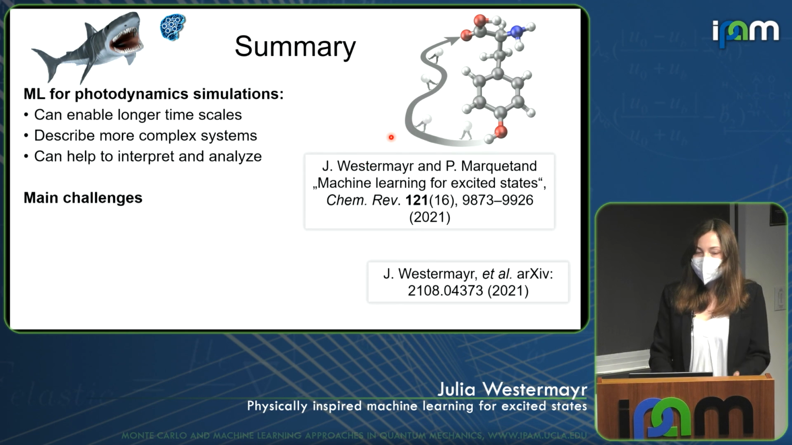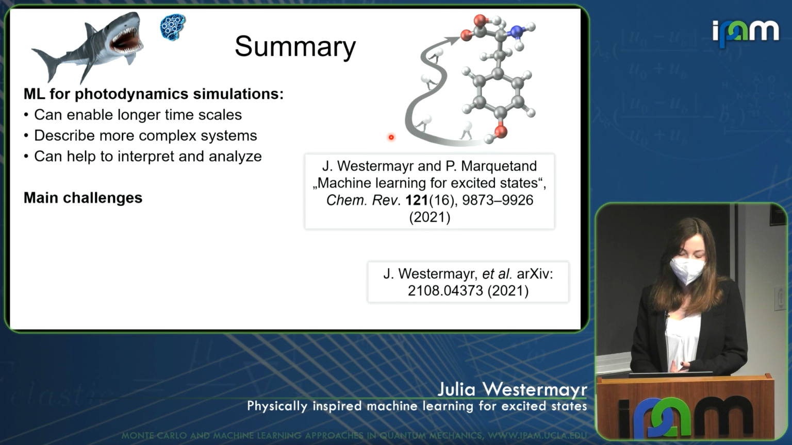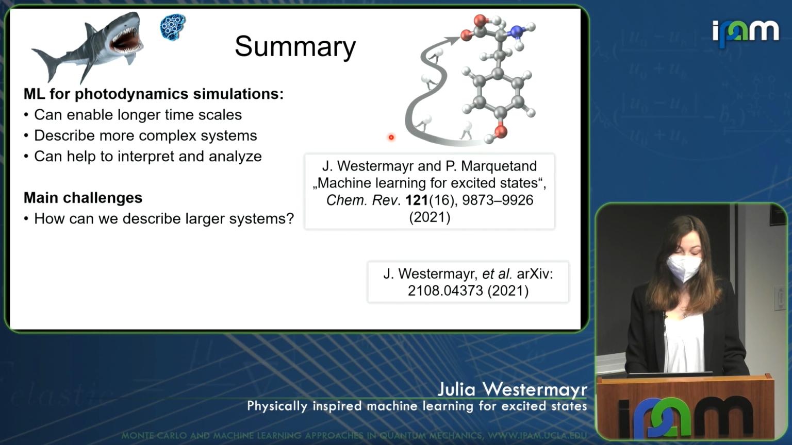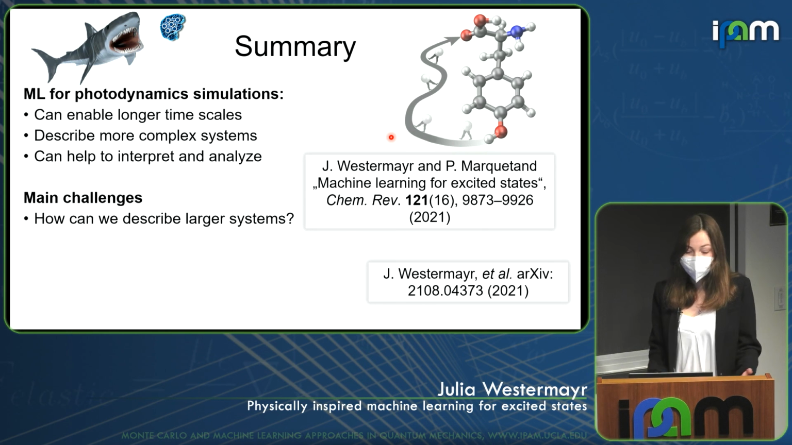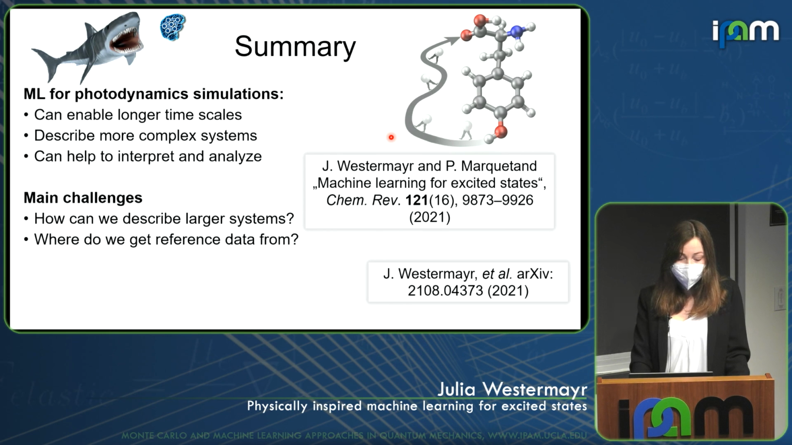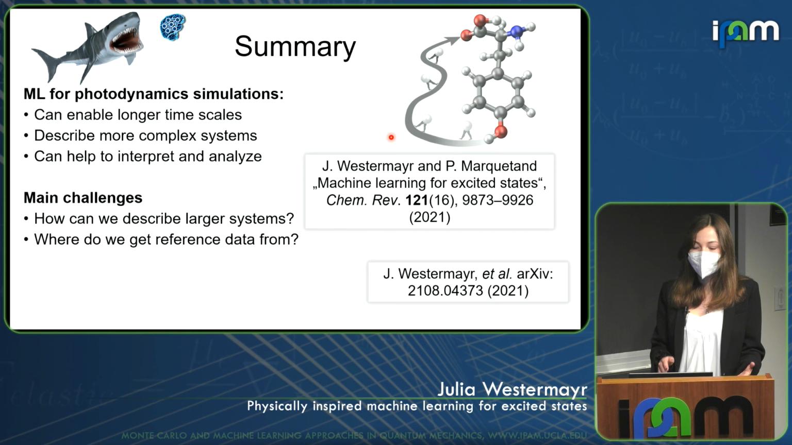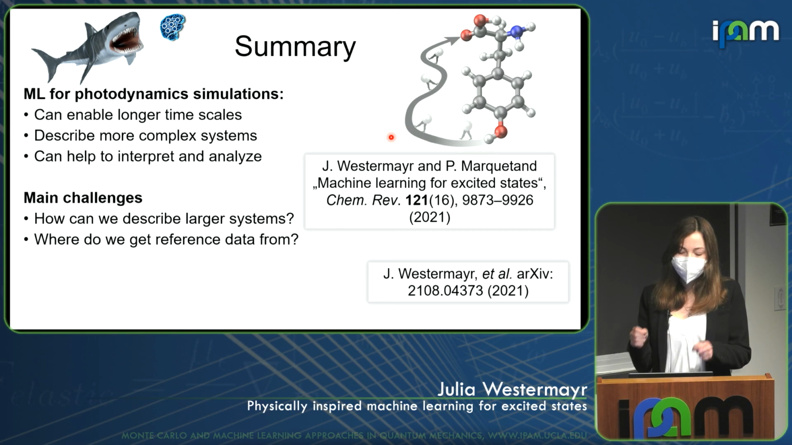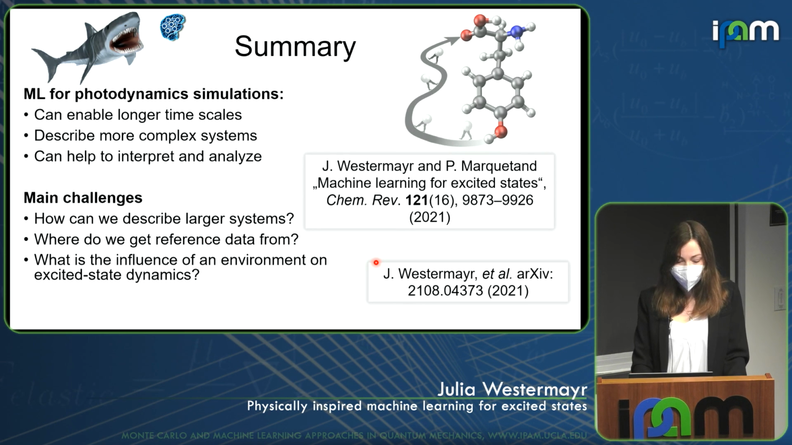Now, I have shown you two examples, a small model system and tyrosine, but that's basically how far we can get. There are a lot of challenges that we need to address if we want to describe larger systems. One problem would be, for instance, where do we get the reference data from? It is extremely tedious to combine different methods as we did. So one of the challenges is to find a good method to get reference data for larger systems.